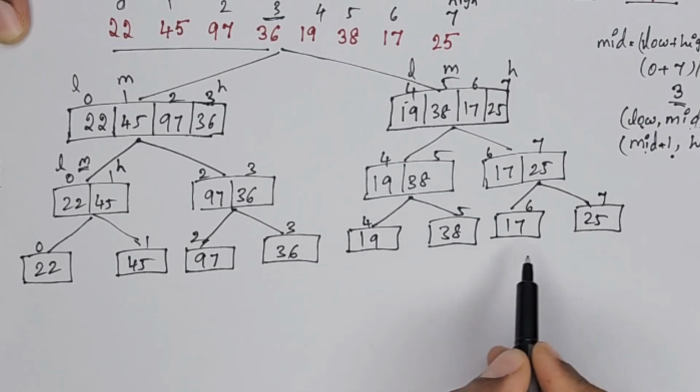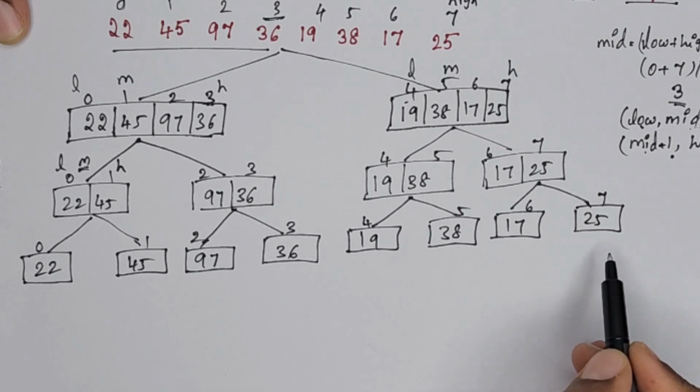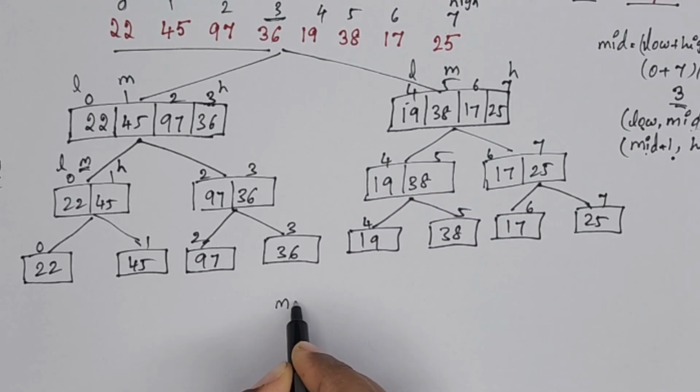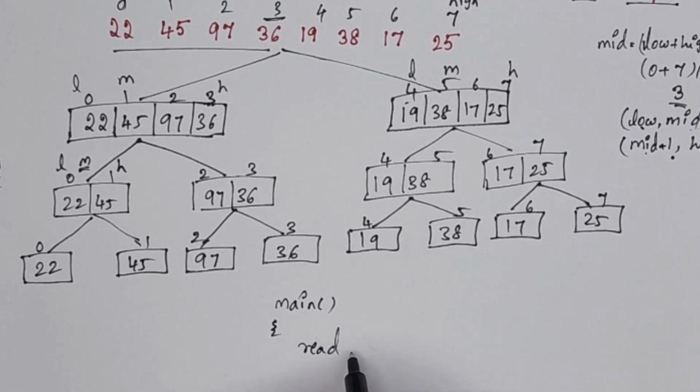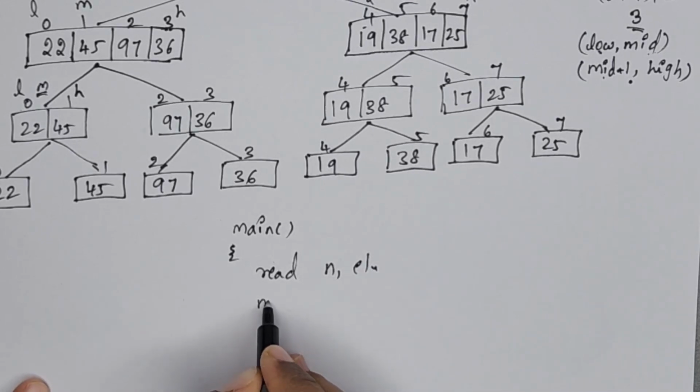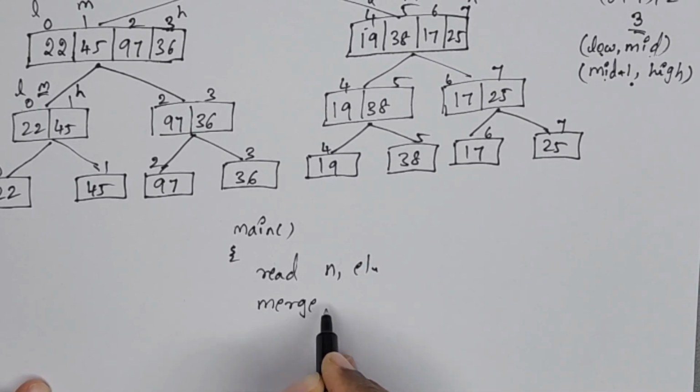See, like this, we have to divide array elements. We have to write a code for this division. First, in the main function, anyway we have to read the array size and array elements. And now I'm going to call the merge sort function.